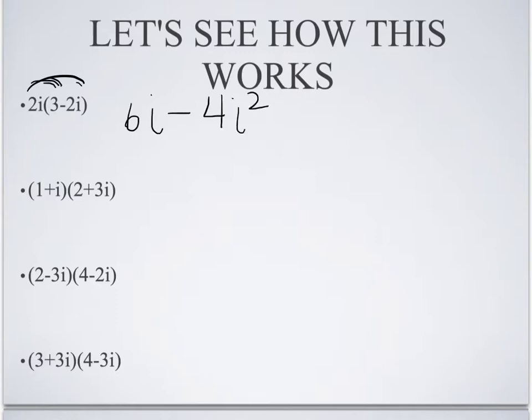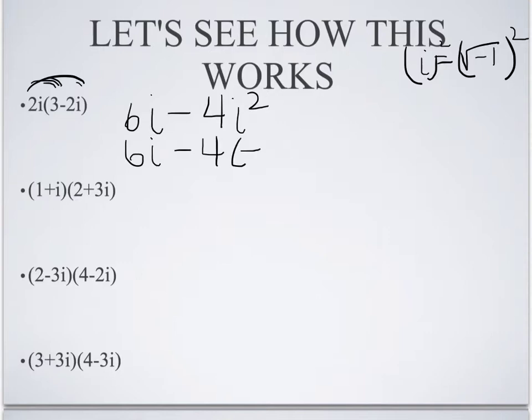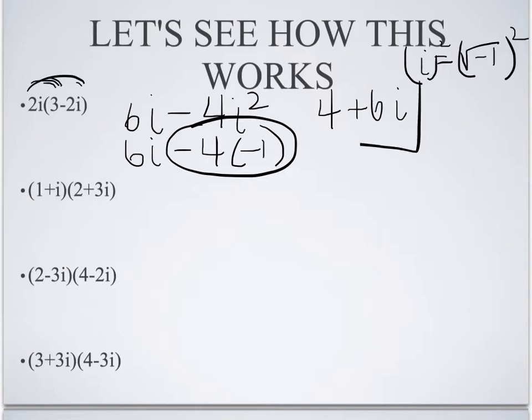And now here comes the new part. i squared is negative 1, because if i is equal to the square root of negative 1 and I square this, it gets rid of the square root sign, so I end up with just a negative 1. So if I plug in negative 1 for i squared, that changes this part to be a positive 4. And then 6i is already positive. Remember, standard form: number comes first, i comes second.